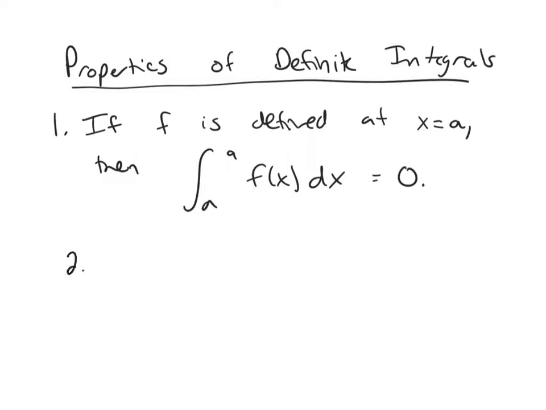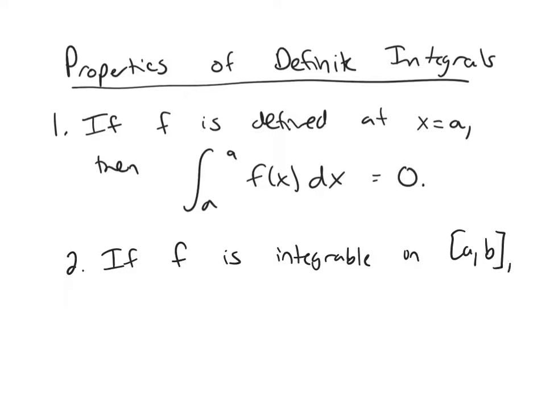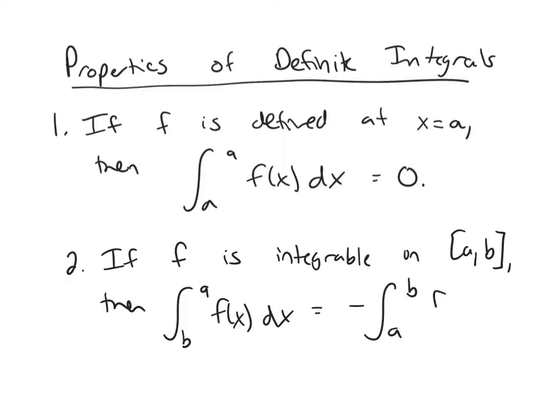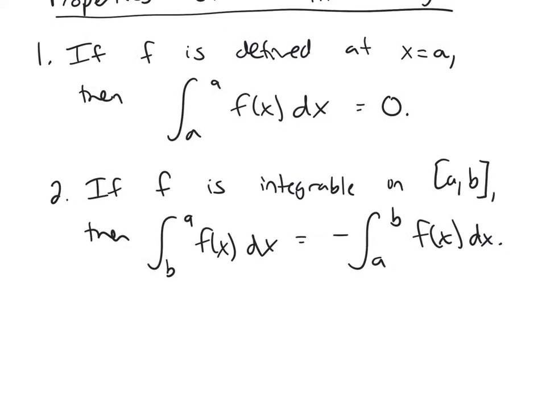And then the second says if f is integrable on the interval a to b, then the integral from b to a, f of x dx, equals negative the integral from a to b. So if you flip the order of your bounds, if you flip the numbers, you're going to get this minus sign here.